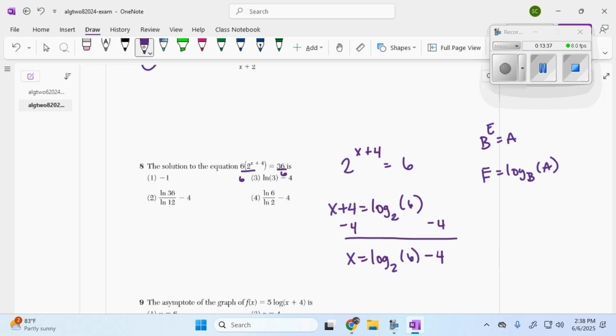Now, there's a couple ways we can get to this answer. The easiest and most efficient way would be just type this into your calculator, see what decimal you get, type in all your choices and see which decimal you get. You'll notice that 4 matches in decimal.